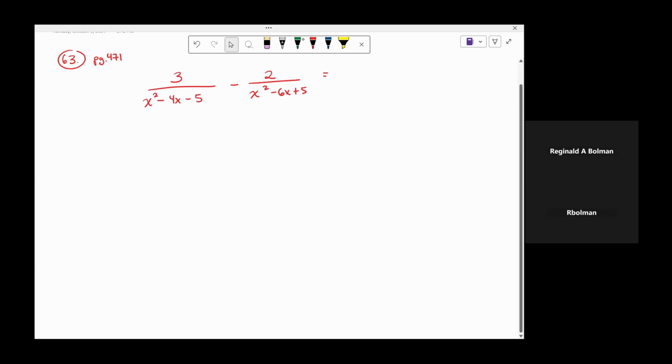If you recall from Tuesday's class, all we have to do is take both of our denominators. In this instance, the denominator of the first rational expression is x squared minus 4x minus 5, and the denominator of the second rational expression is x squared minus 6x plus 5. And all we're going to do is figure out what the factors of these two rational expressions happen to be.